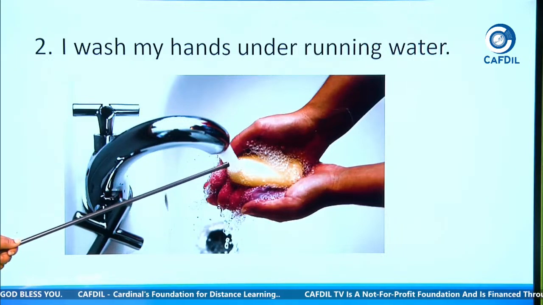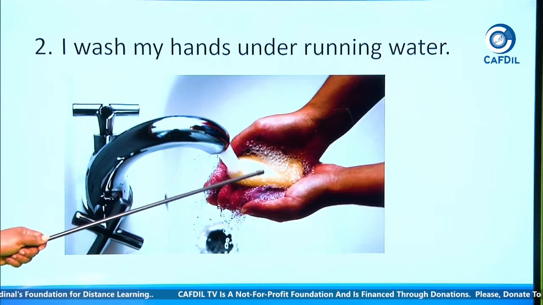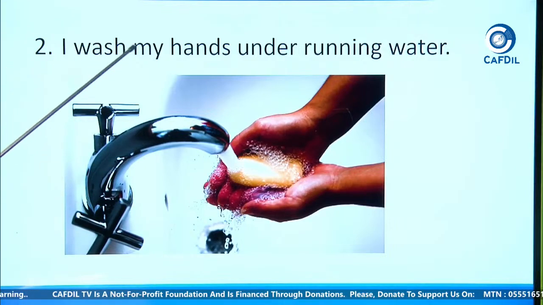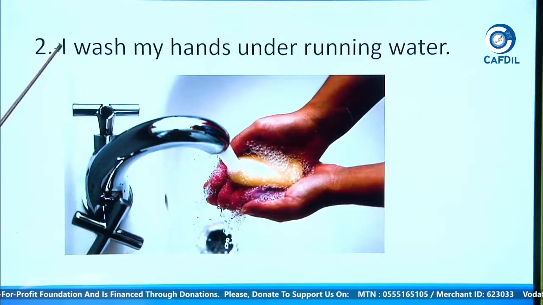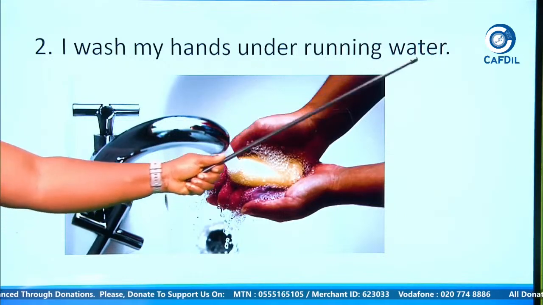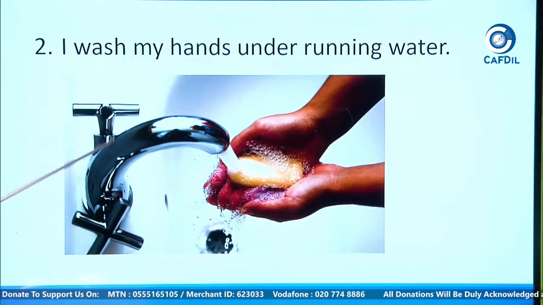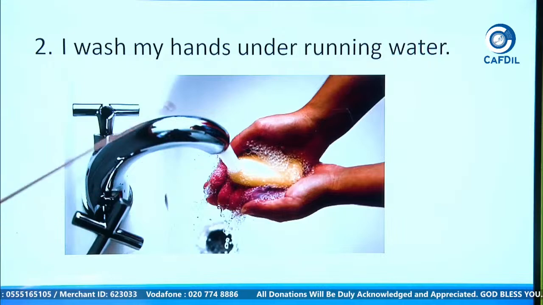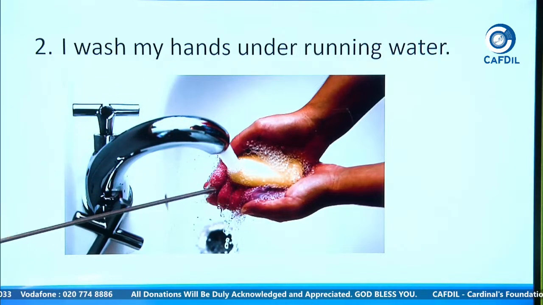We're going to have a sentence using I again to describe what is happening. I wash my hands under running water. So this is what we see here. The person is washing the hands under running water. You can see the water flowing, and that is running water.